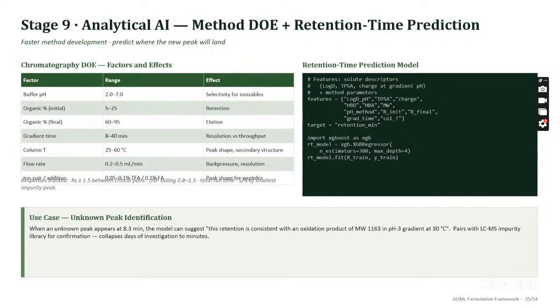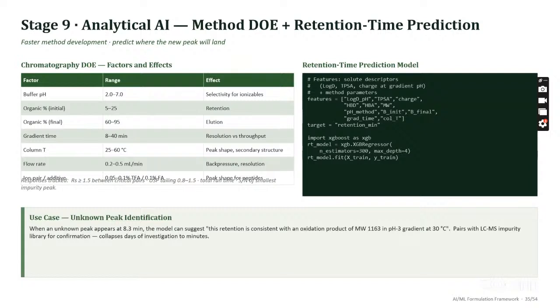For example, if you give one molecule, in design of experiments you should design in Python, like a buffer range of 2 to 7, organic 5 to 25 percent, organic final 60 to 95 percent for the retention, for this gradient model. Gradient time 8 to 40 minutes. The column temperature 25 to 60, flow rate 0.2 to 0.5.